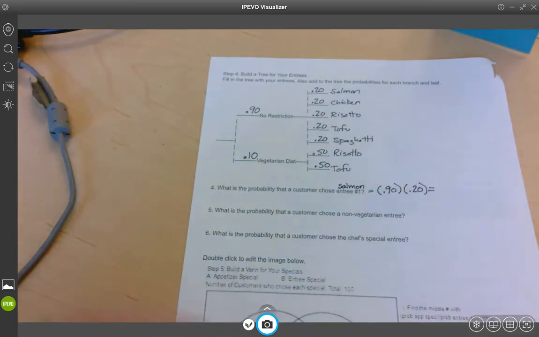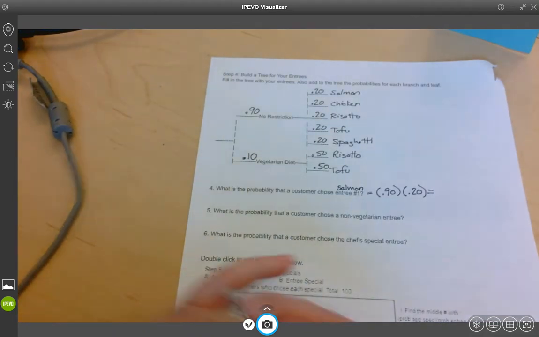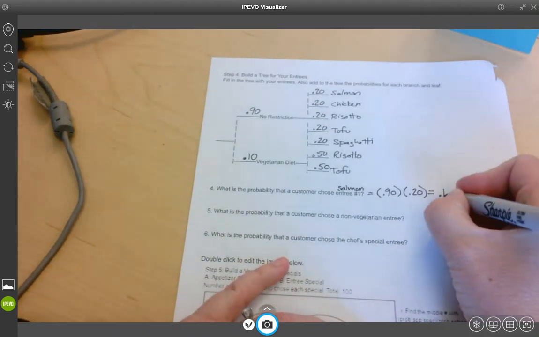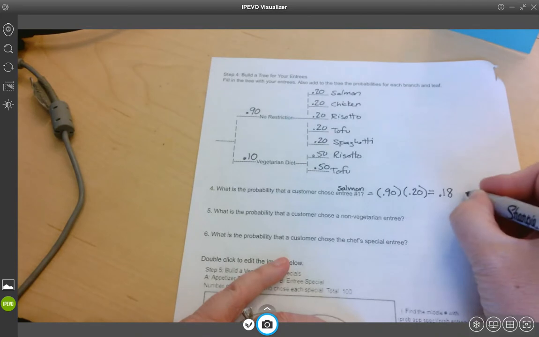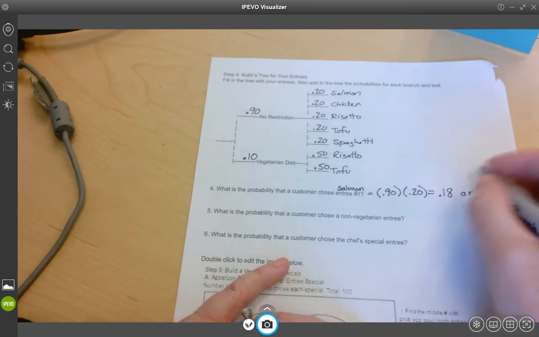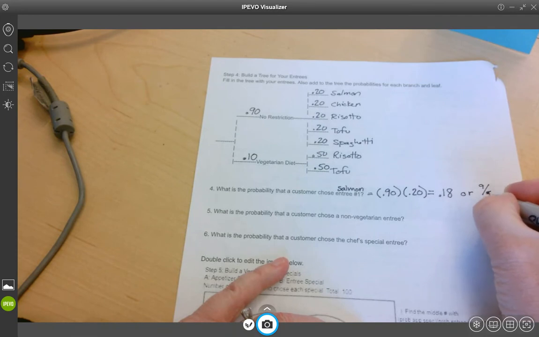All right, so if you just multiply it and keep it as a decimal, you should have gotten 0.18, which is fine. I'm happy with 0.18. Or if you change it to a fraction, you'll get like what Joseph got. You'll get 9 out of 50.